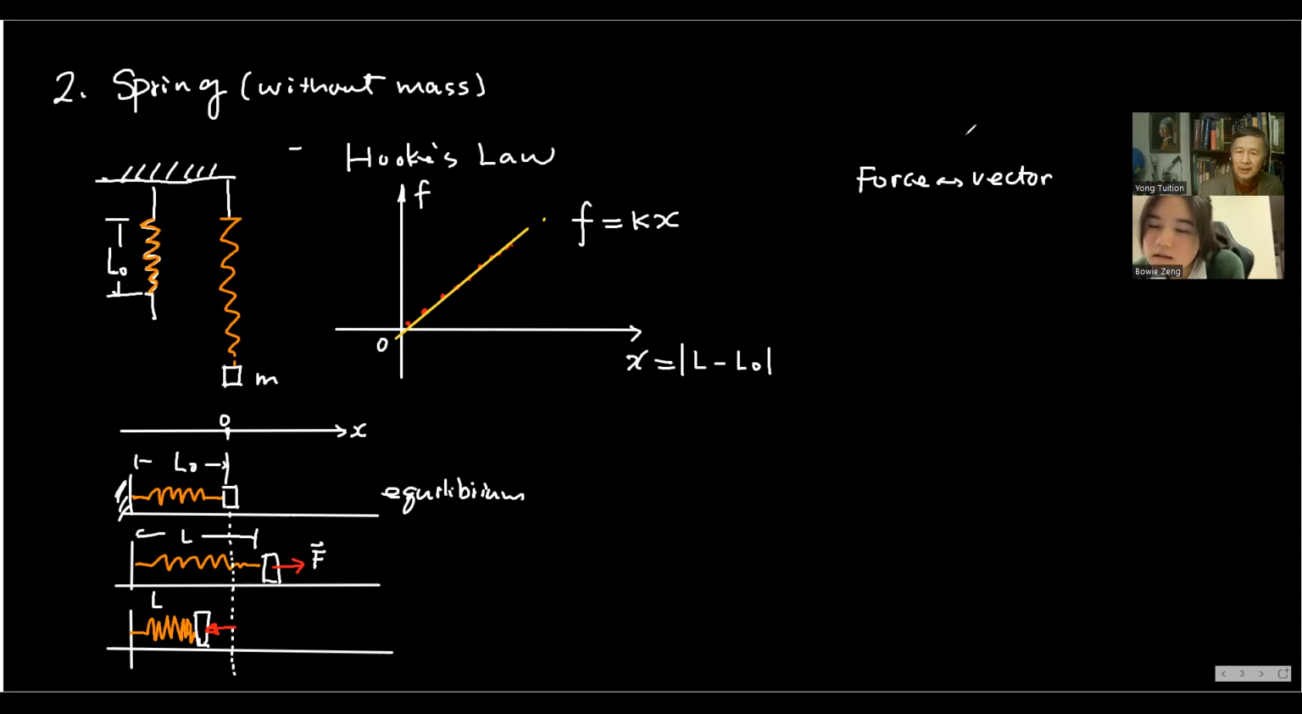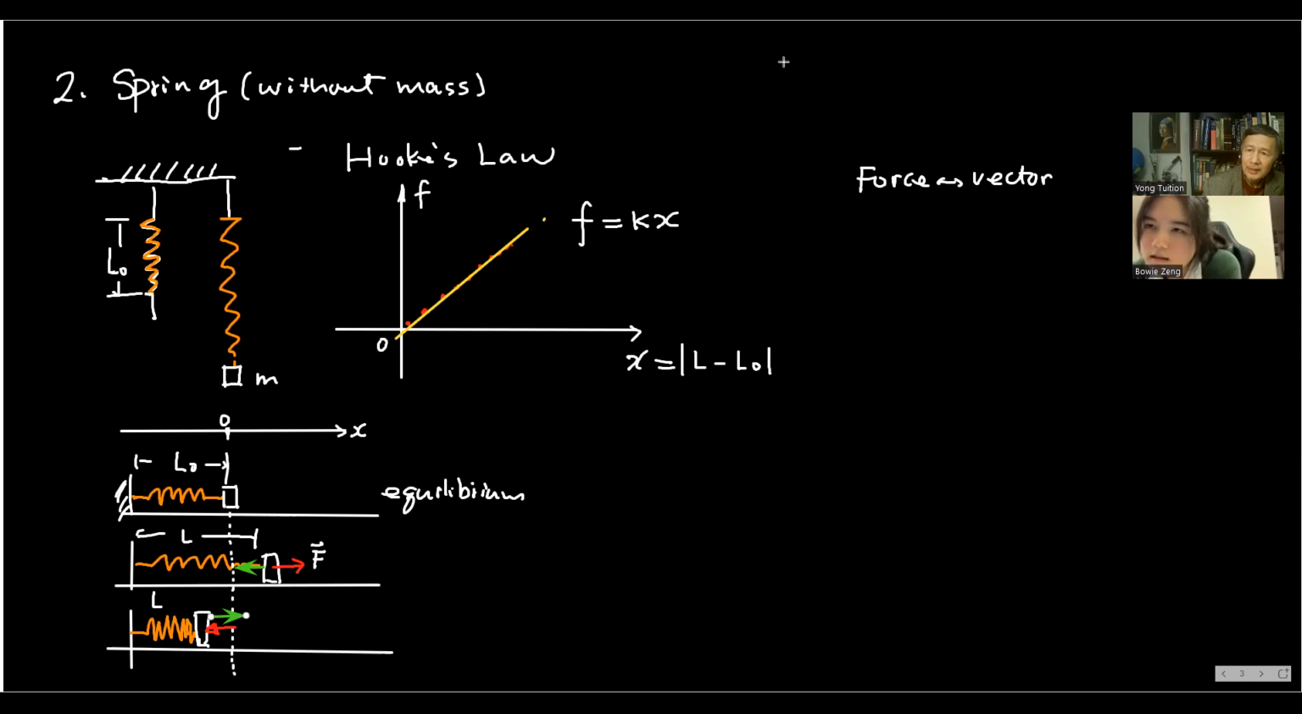Can we use a different color? The elastic force should be opposite. Can you see? And in this case, the elastic force will go in that direction. In other words, the elastic force is always opposite to the displacement.